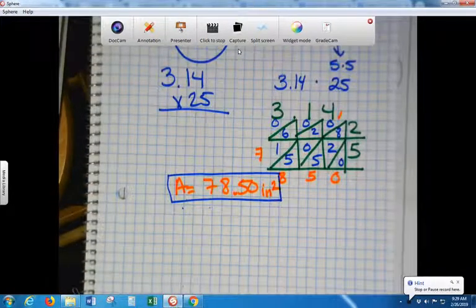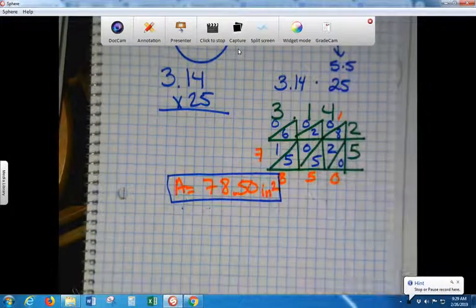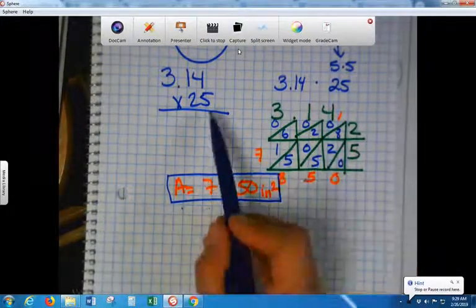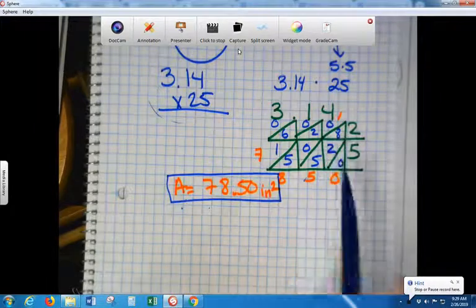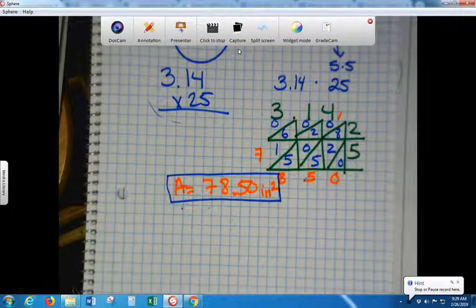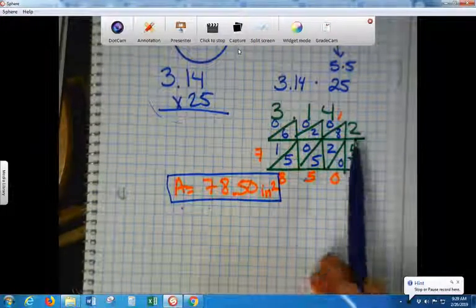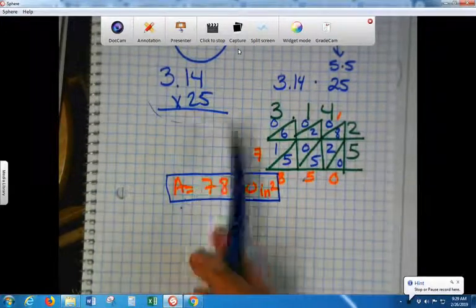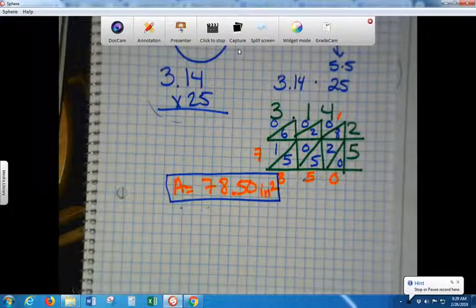Notice that I used the lattice method to multiply. If you have a hard time multiplying this way, maybe the lattice way is your way. I put up a YouTube video of how to do it this way. For some of you, this is easier than doing it the long, old-fashioned way. Okay. Are we okay? Okay.